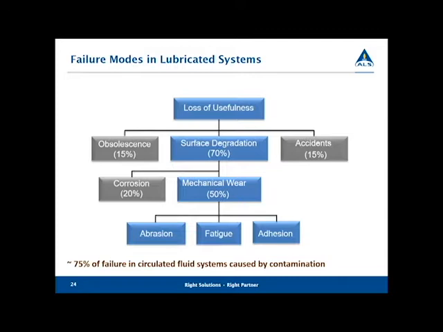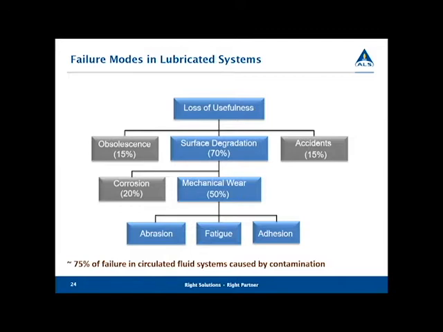wear attributes itself to a vast percentage, greater than 75% of failures attributed to wear. It's interesting how these numbers came back. There's a guy named Rabinowicz, I believe that's how you pronounce it, out of MIT. He did this study back in the early 80s on understanding the usefulness of aircraft and really tried to understand why things would fail. And he came out and said surface degradation is attributed about 70%, accidents about 15, obsolescence about 15. But of surface degradation, some of it was attributed to corrosion, but a lot of it was contributed to mechanical wear. And of mechanical wear, he identified abrasion, fatigue, and adhesion. Now, there's several more types of mechanism behind wear, but it's good to note.